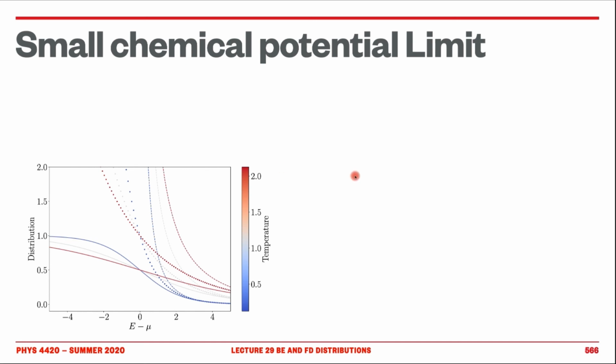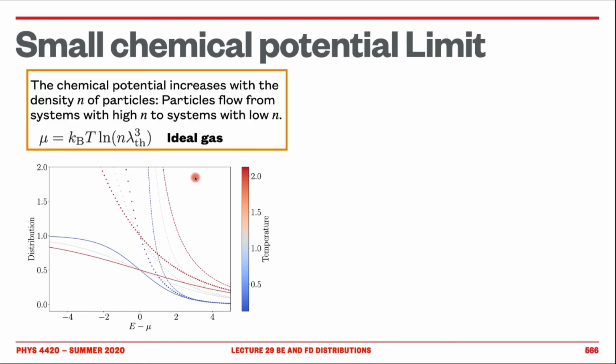If we have a small chemical potential, that corresponds to a small density. Okay, first let's try to explain this. Imagine that you have 2 systems. One system has a high density and the other one has a low density, and you put them together. What's going to happen? Well, the high density system is going to let particles move to the low density system. Okay, this is the way it works.